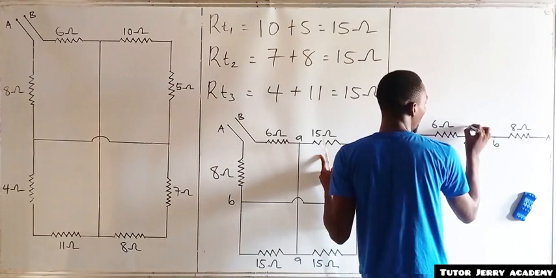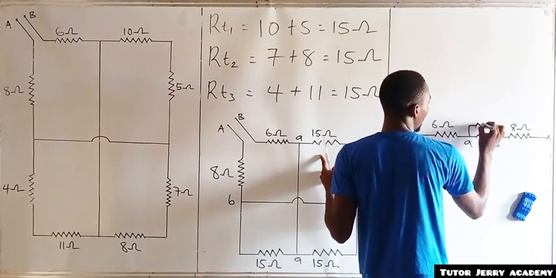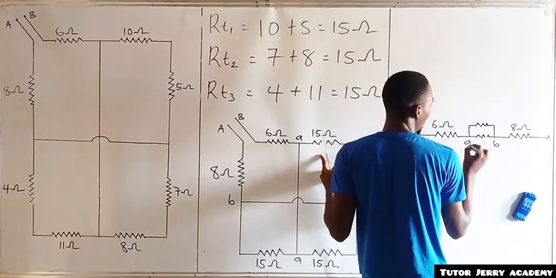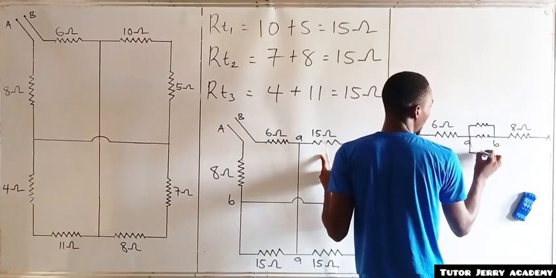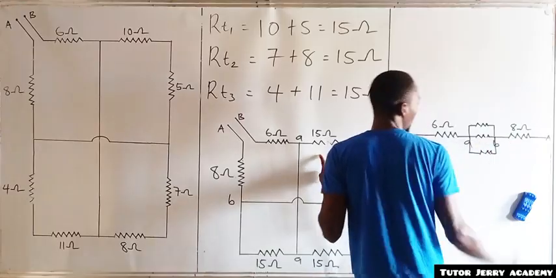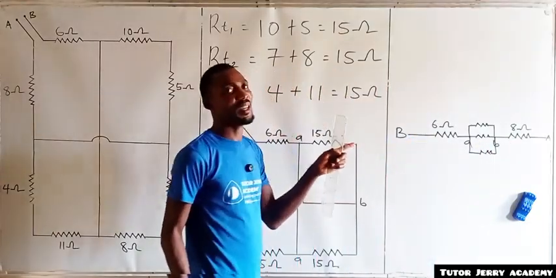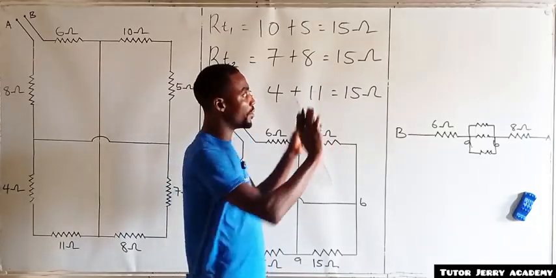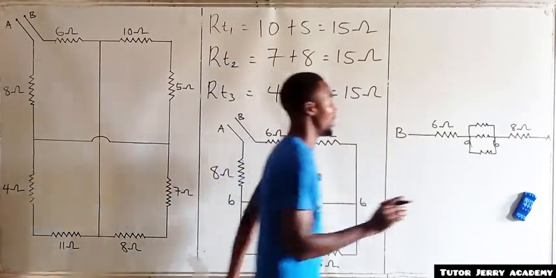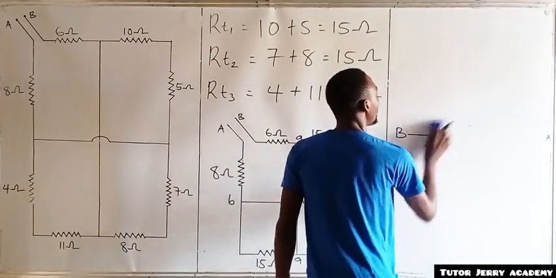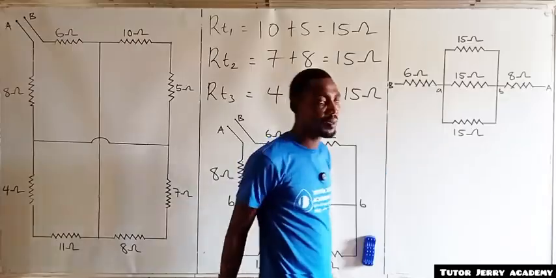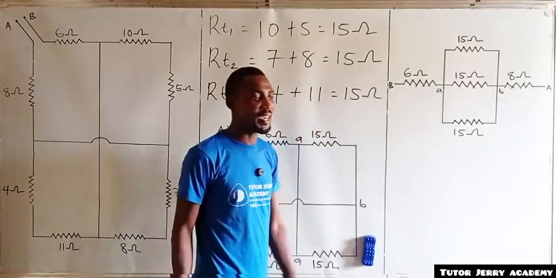So we are going to connect another one again here, which is going to be 15 ohms. And we're also going to connect another one here, which is also going to be 15 ohms. So this is how our diagram is going to look. So I'll be drawing it properly for us. All right, so you can see the diagram clearly now.